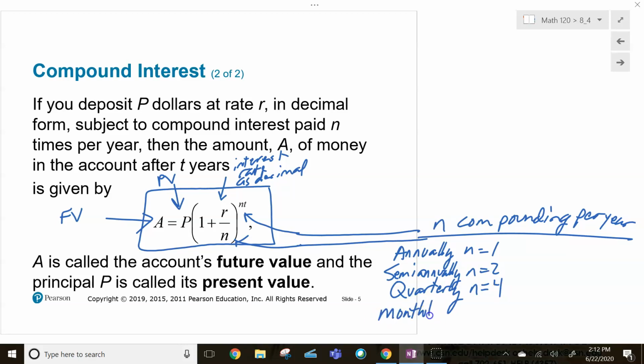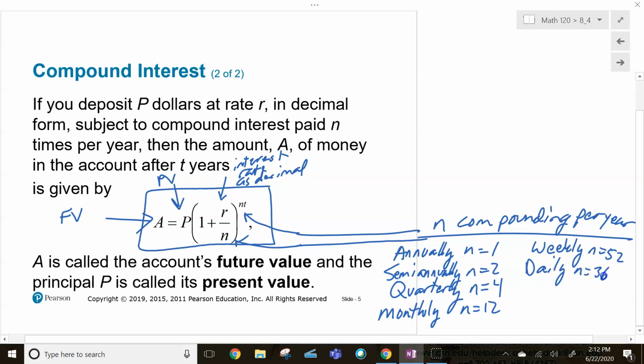Monthly, this is what you're going to see in your savings accounts from banks. They say, hey, we're going to kick you out a little bit of interest monthly, so 12 times a year. You might see weekly, then your N would be 52. You might see daily, N would be 365 and so on. So they give you a tiny bit of interest every day, right? So that's the N. Now finally the T right there is time in years.